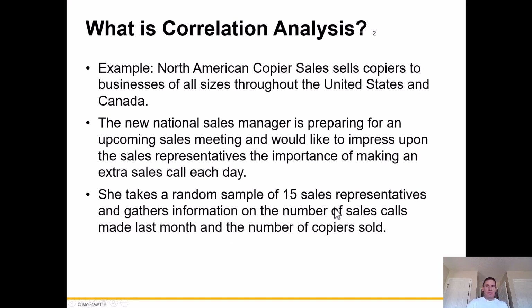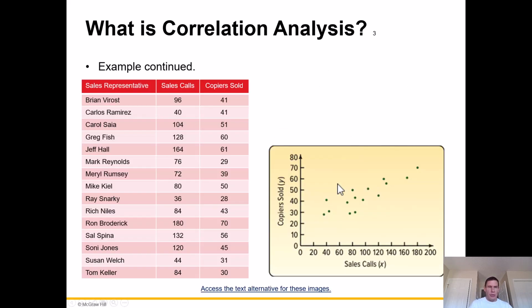So let's look at an example. North American Copier Sales sells copiers to businesses of all sizes through the US and Canada. The new national sales manager is preparing for an upcoming sales meeting and would like to impress upon the sales reps the importance of making an extra sales call each day. She takes a random sample of 15 sales reps and gathers information on the number of sales calls made last month and the number of copiers sold.